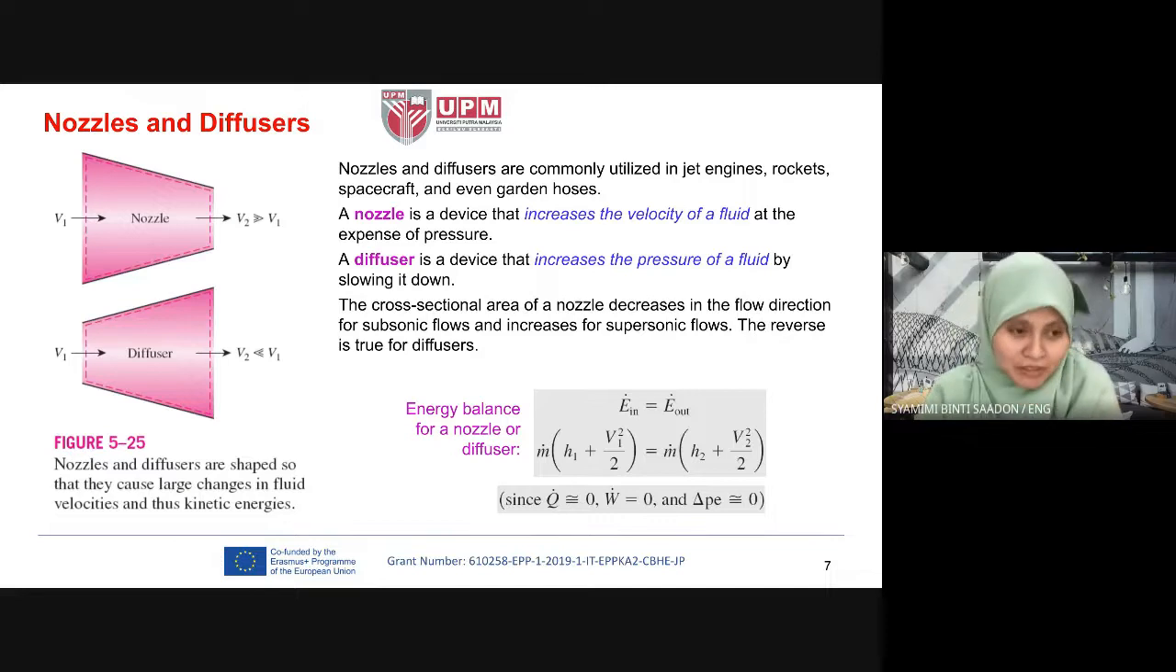So the first one, nozzle and diffuser. Normally we will sketch the diagram or the figures of a nozzle like this. We call this a schematic diagram shape of a nozzle and diffuser. It is not the main figure, not the main photo of the nozzle. It is just a simplification, a schematic figure of a nozzle and diffuser.